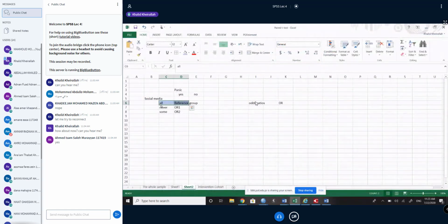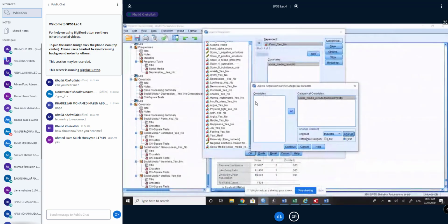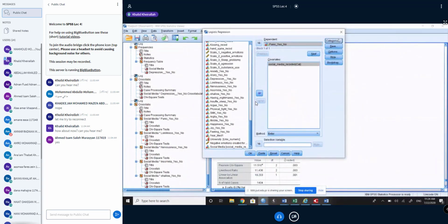So when doing regression analysis, you have to pick the reference group, and make sure you are predicting the yes. Okay, this is the reference group, you're predicting the panic, and this is going to be the issue. And here we are just going to fill the numbers. Okay. Continue.